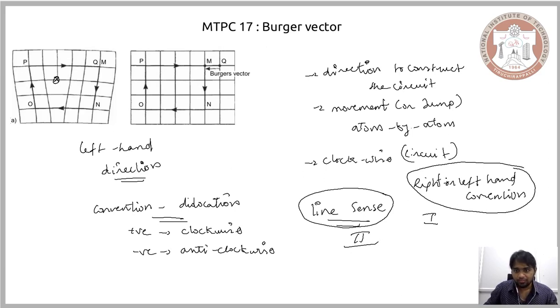So we cannot begin with the line sense convention without considering the left or right hand convention, because if we do that, we won't be able to distinguish where the direction of the Burgers vector arises from. The direction change in the Burgers vector might arise from the left or the right hand convention that you take, or it can also arise from the line sense.